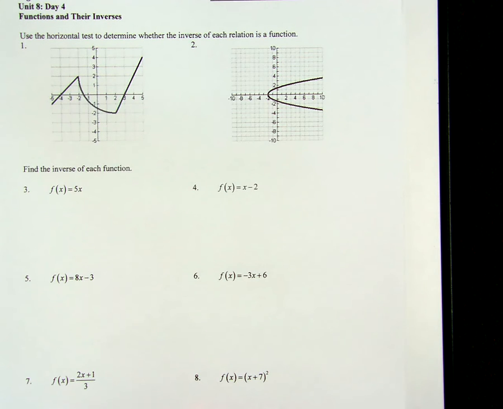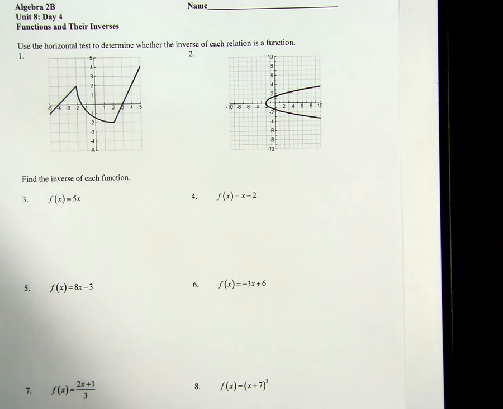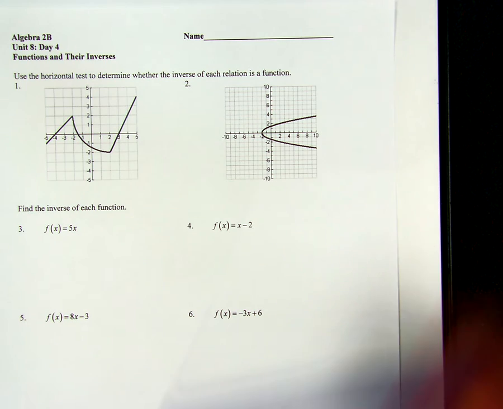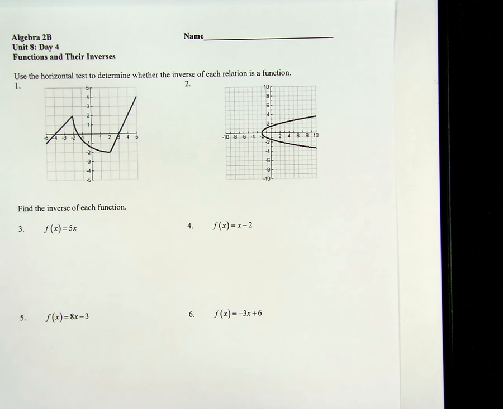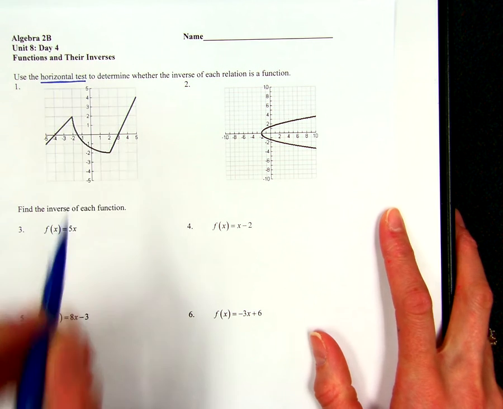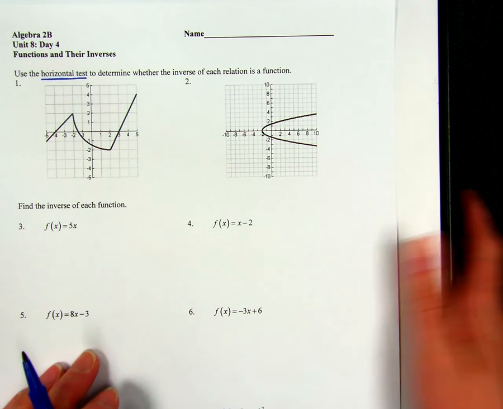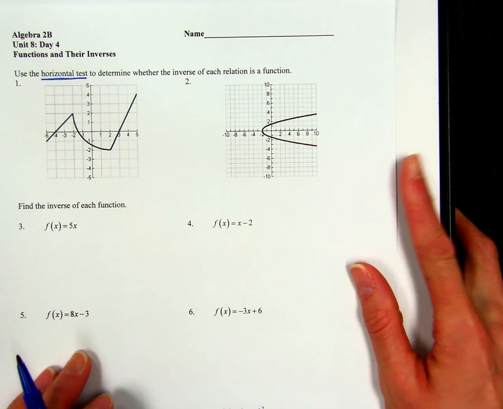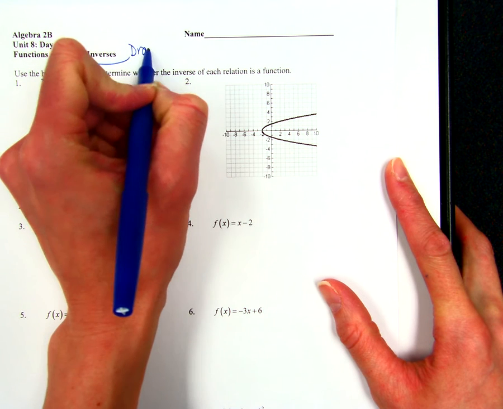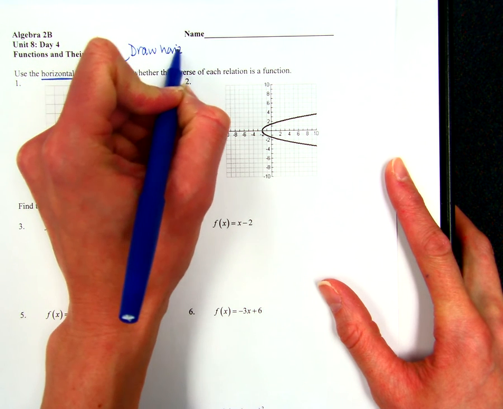All right, so today we're going to talk about functions and inverses. The first topic is using the horizontal line test to determine whether the inverse of each function, of each relation, is a function. So first off, the horizontal line test is similar to what we did last semester, which is the vertical line test. So you're going to draw a horizontal line.